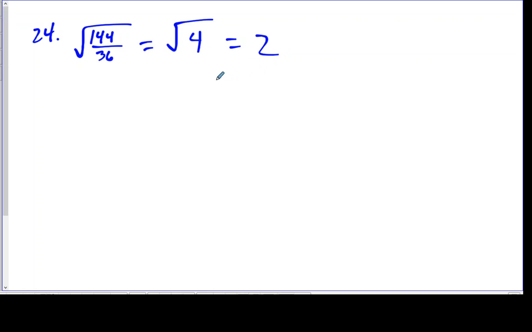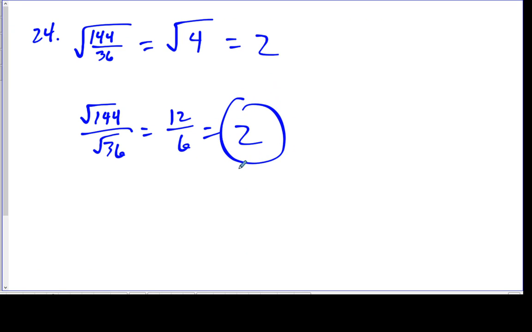Another way to think about this, since this is a quotient, you can break that up into two separate parts, and you can think of that as the square root of 144 over the square root of 36, and then simplify each of those. The square root of 144 is 12, the square root of 36 is 6, and that also gives you 2. So either way, it gives you the answer of 2.